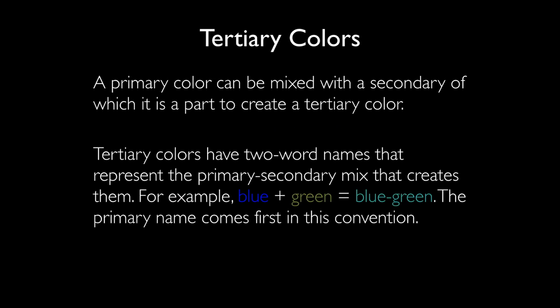There are also something called tertiary colors. So a tertiary color, or kind of a third tier color, is a color that you can mix with a primary color and a secondary color that has that first primary in it. So for example, if you mix blue plus green, remember green is blue and yellow, you're going to get a third color that's kind of in between the two, and we name these tertiary colors by the primary secondary mix. In this convention, the primary name comes first. So if you mix blue and green, you'd have blue green. If you mixed red and orange, you'd have red orange, and so on and so forth.